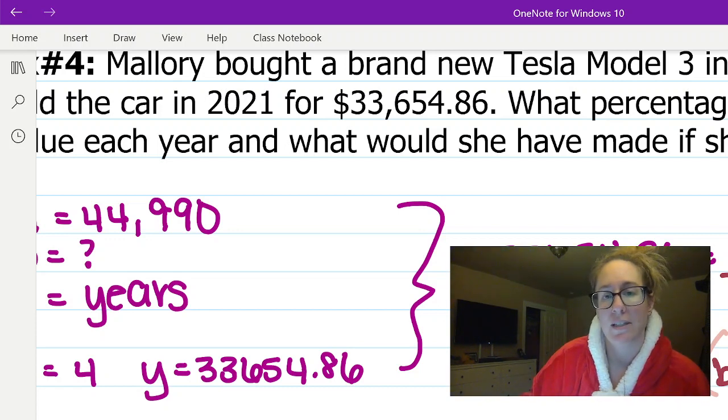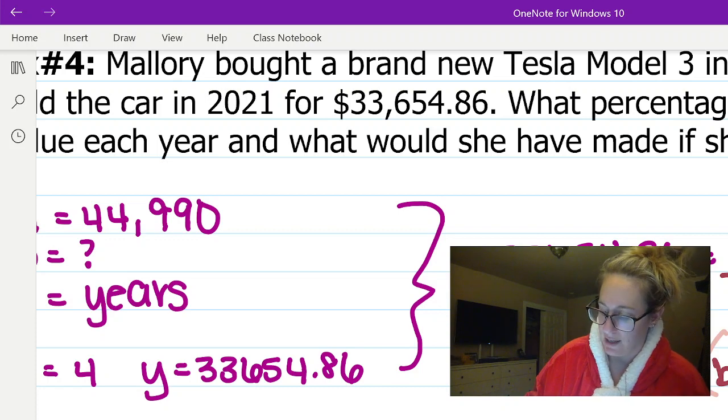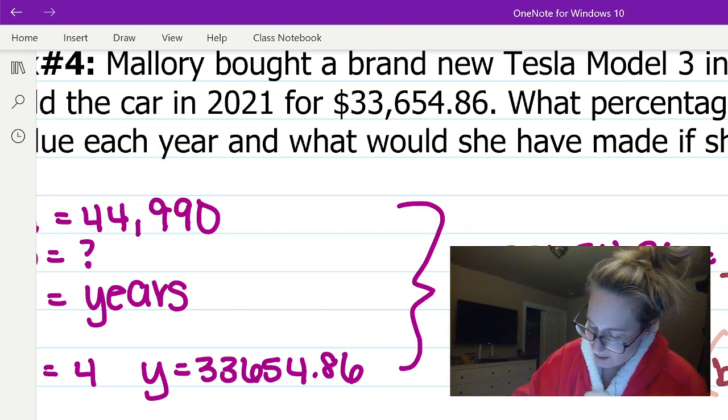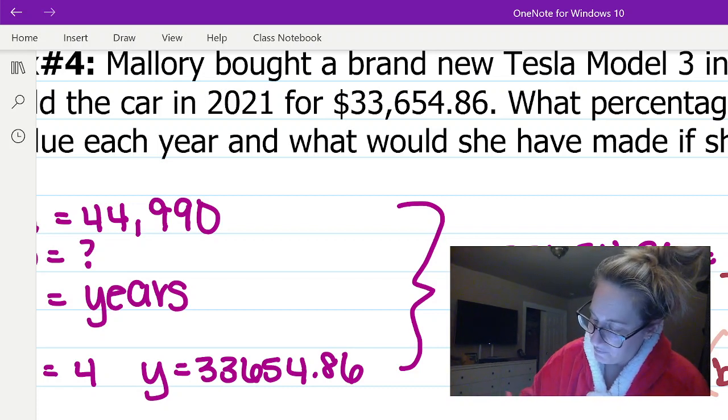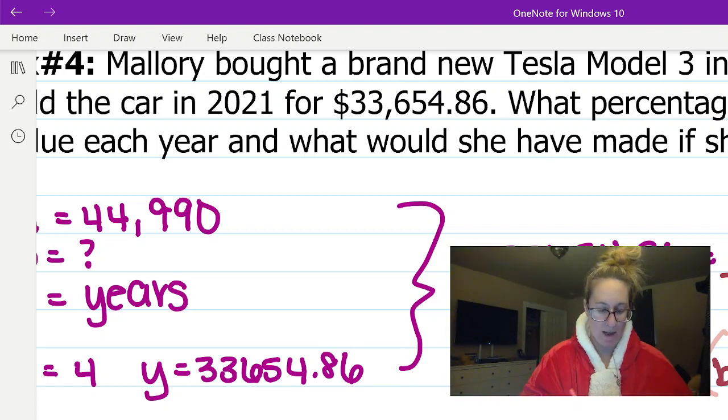And then the second part says, what would she have made if she sold the car in 2020? So we know what she made in 2021. That was 4 years later. So really we have an X value of 3. And we want to see what we would have gotten. So Y equals 44,990 times 0.93 to the power of 3. And let's see what she would have had.